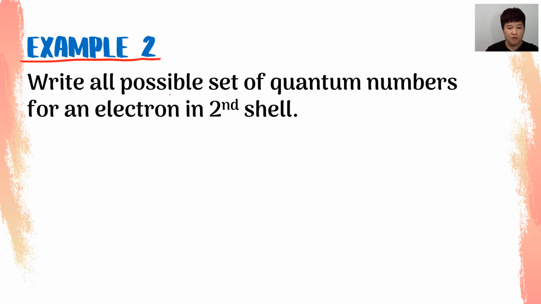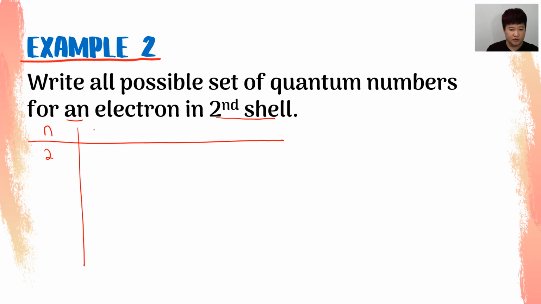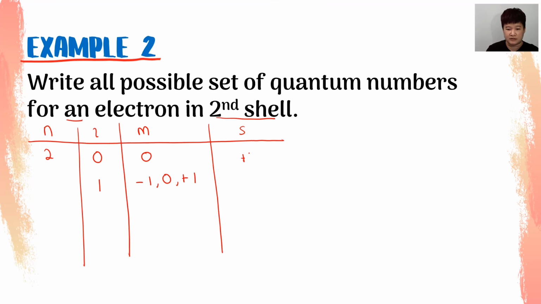Next example. Write all possible sets of quantum numbers for an electron in the second shell. Let's do it in a table so you can see it clearly. So, when n equals 2, your L can be 0 or 1. When L equals 0, your M will be 0. But when your L equals 1, your M can be negative 1, 0, and positive 1. And the S will be forever positive half or negative half.